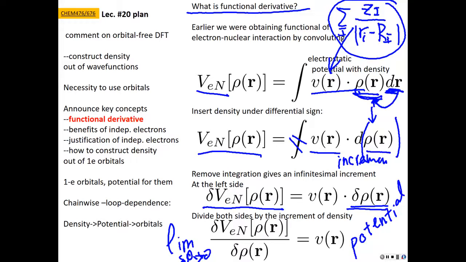No objections. Is there a summation sign? The summation sign is included into this external potential. So it includes interaction with all ions. Okay?